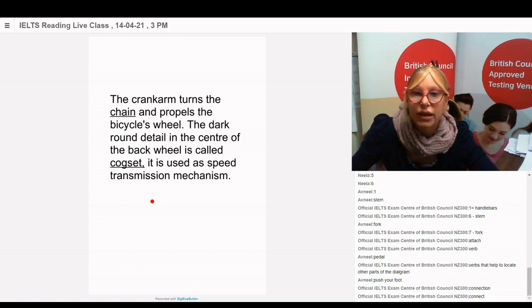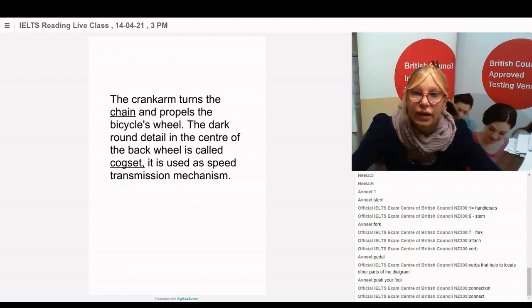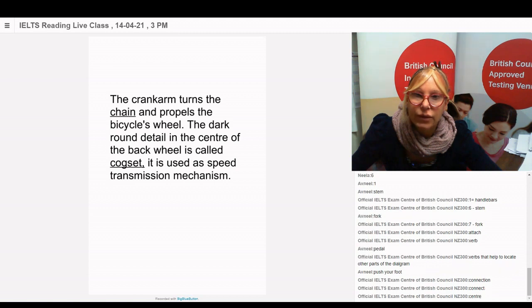Any prepositions of place, maybe? Okay, so we haven't got a verb here, but we've got a preposition of place, a center. So here we've got the dark round detail in the center of the back wheel. So that's another word that can help us locate where things are. Okay, anything else there?